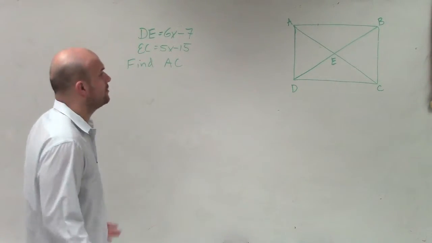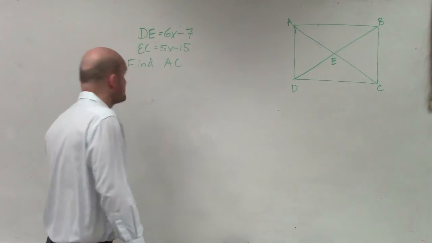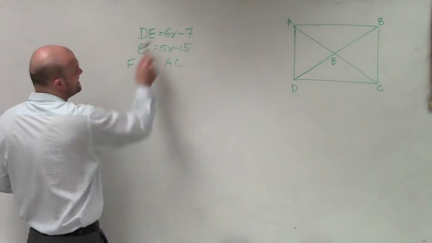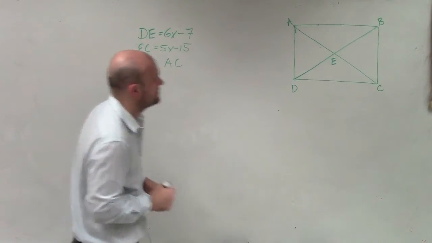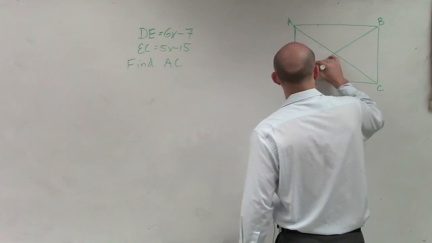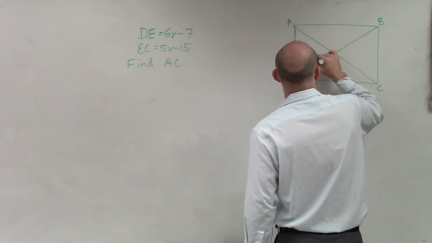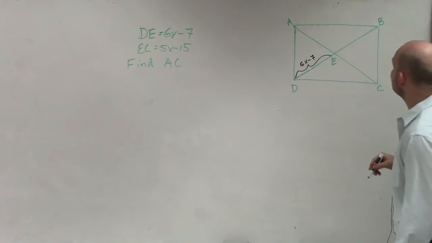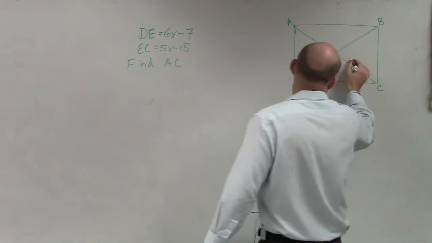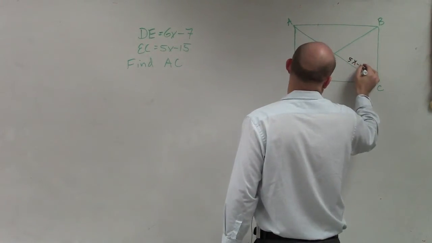So let's look at what information we have here to do this problem. It says DE equals 6x minus 7. So that means this distance from here to here equals 6x minus 7. And EC, this distance right here, is equal to 5x minus 15.